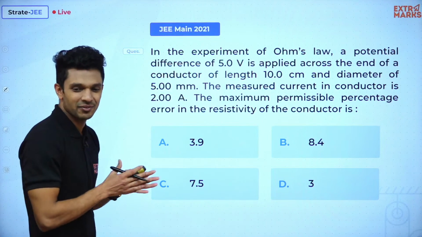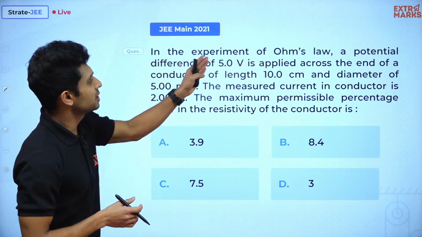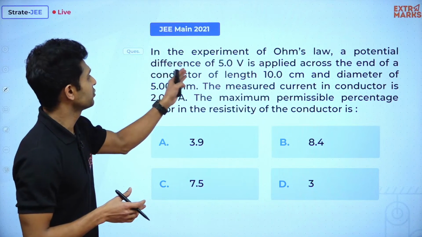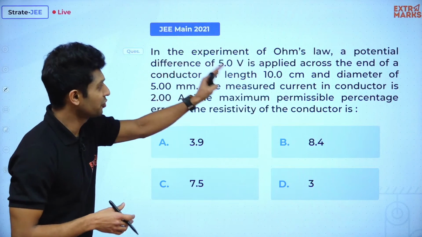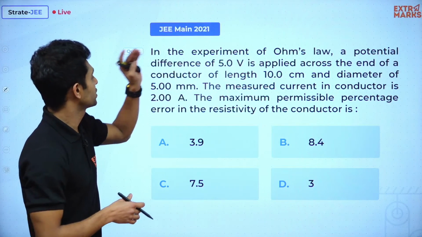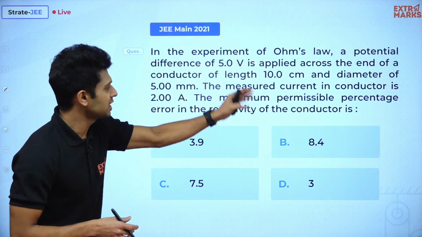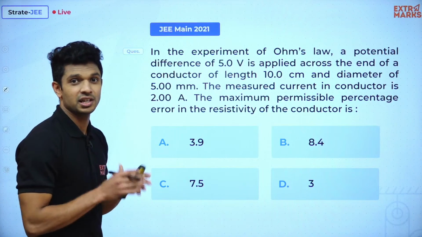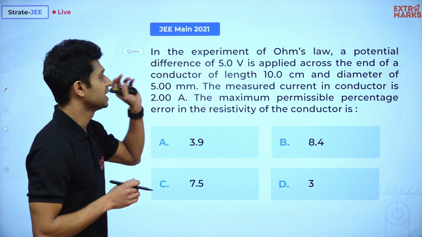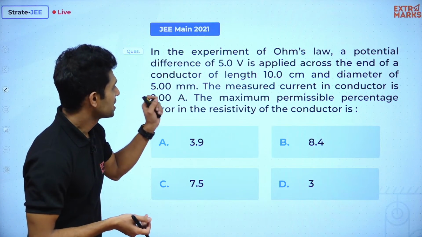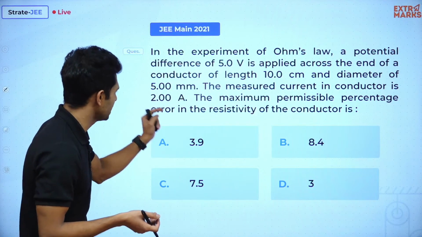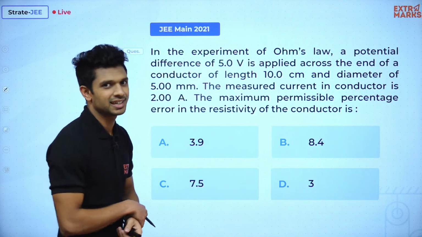So yes, let's solve it. Here we go. In the experiment of Ohm's law, a potential difference of 5 volt is applied across the end of a conductor of length 10 centimeter and diameter of 5 millimeter. The measured current in conductor is 2 ampere. सब दे दिया. Potential difference, current, length of the conductor, diameter of the conductor. पूछना क्या है इधर? The maximum permissible percentage error in the resistivity of the conductor.